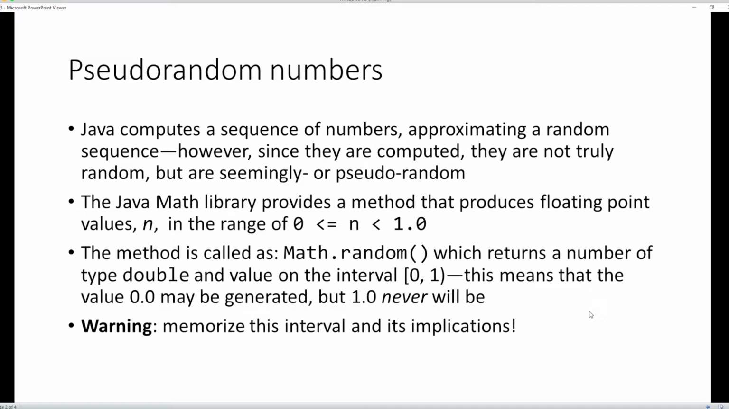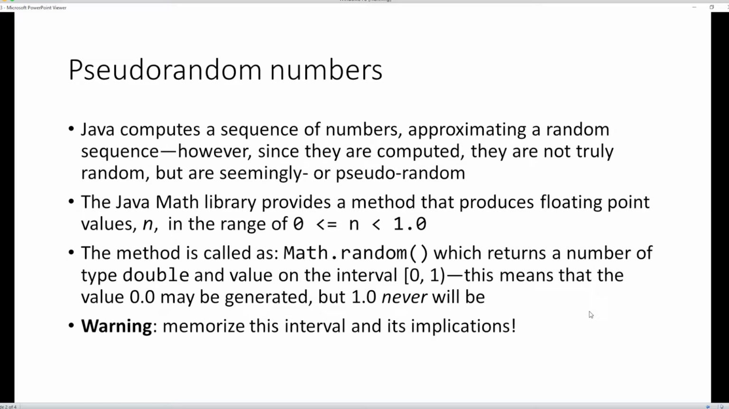The Java math library provides a method that produces a floating point value in the range greater than or equal to 0, but less than 1.0. The number never equals 1. The Math.random function produces that value, which can be used in various ways. Here I show the interval of its value.